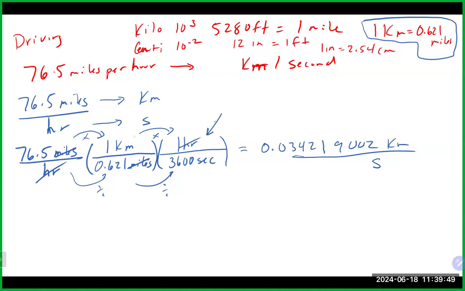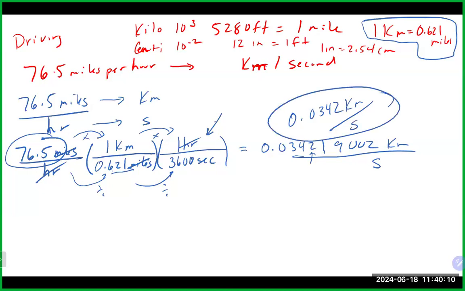What about this one? Kilometers to miles. Perhaps you do need to worry about that, right? Because that is a metric to English conversion. That's 3 significant figures, which means we should end up at 3, which is right here, which means we should end up at 0.0342, again kilometers per second in this particular case. Any questions on that one?